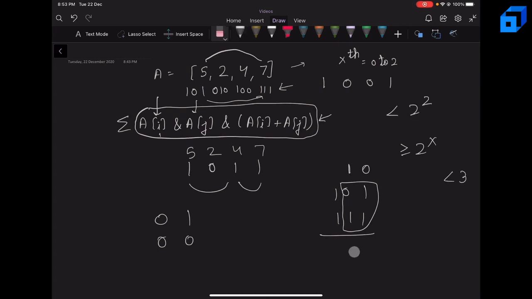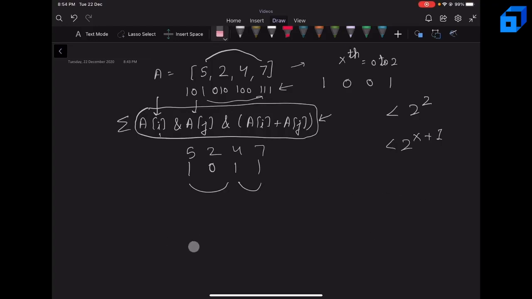Also one thing you can see is that if we consider the first x bits, this number will be less than 2 raised to x. This will also be less than 2 raised to x. So their sum will be less than 2 raised to x plus 1, right? If their sum is less than 2 raised to x plus 1, then it will only have x plus 1 bits. It won't have more than x plus 1 bits. This is important because if their sum is greater than or equal to 2 raised to x, then we will definitely have a 1 at the xth bit in their sum. So let's actually try it for the example.